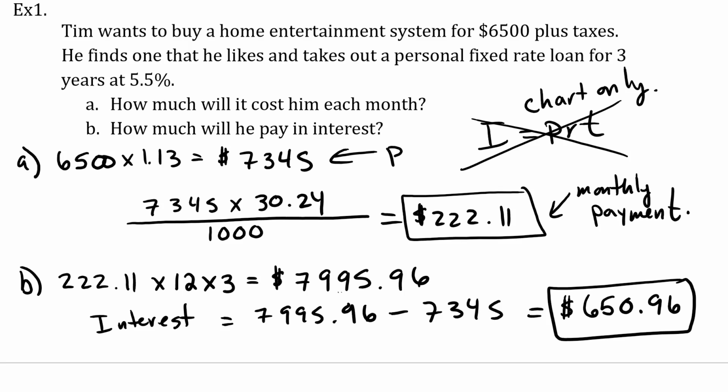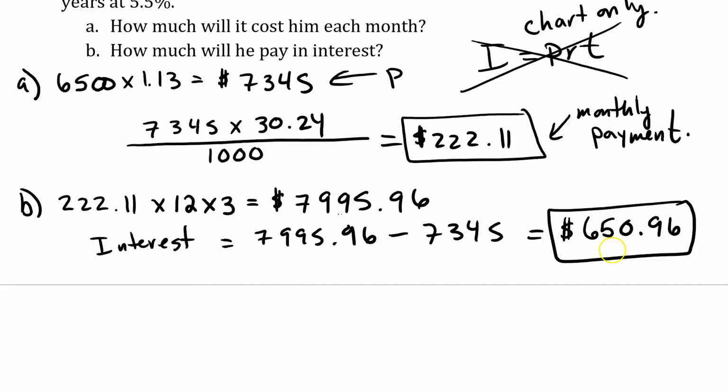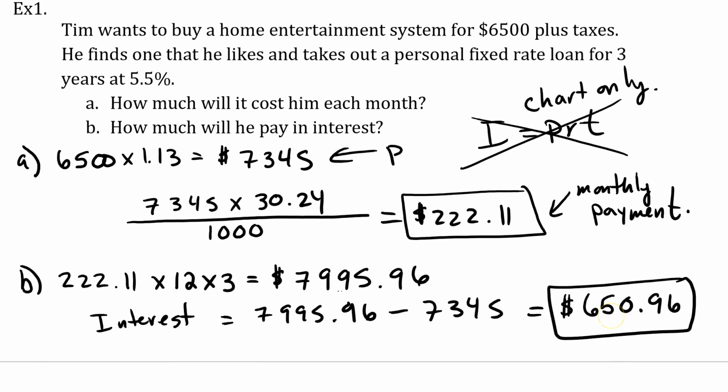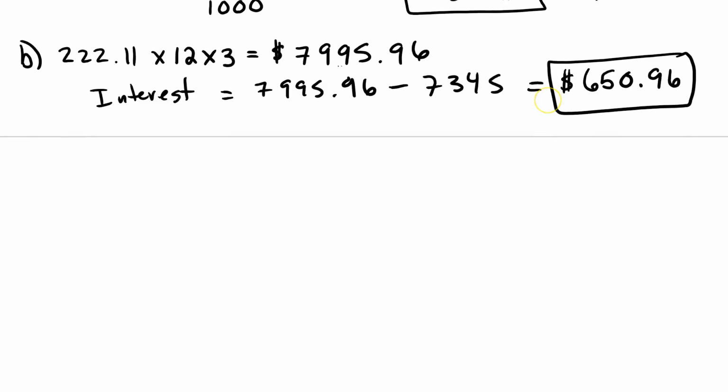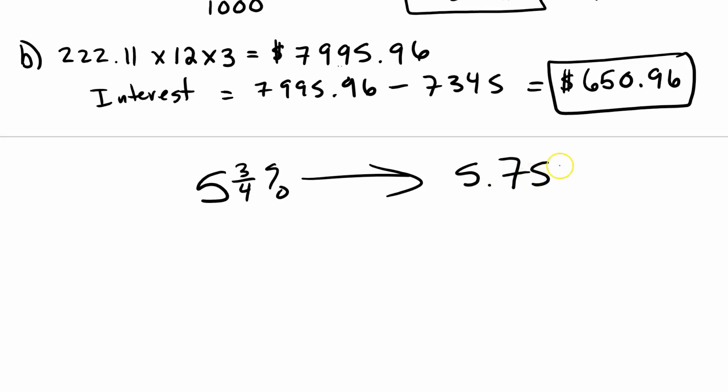Now, looking at some of the questions, this is pretty much what you can expect. The only kind of curveball that the worksheet questions might throw you is you might get something like 5 3/4%. That is simply going to be 5.75. So make sure that you can convert between quarters and decimals.